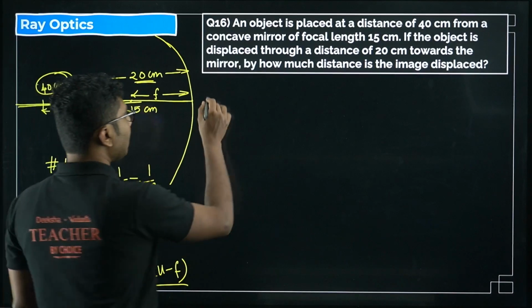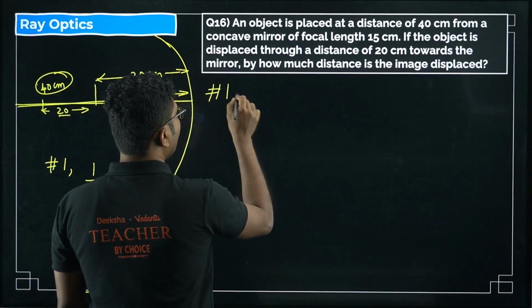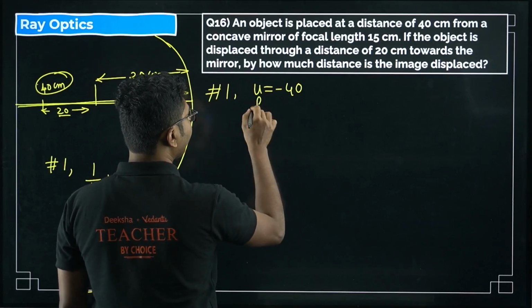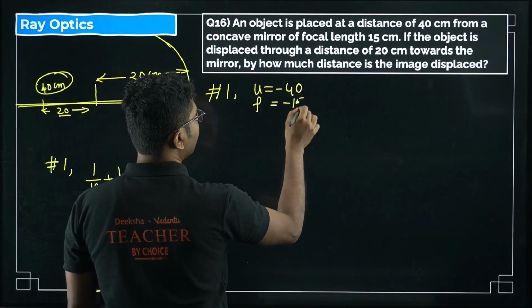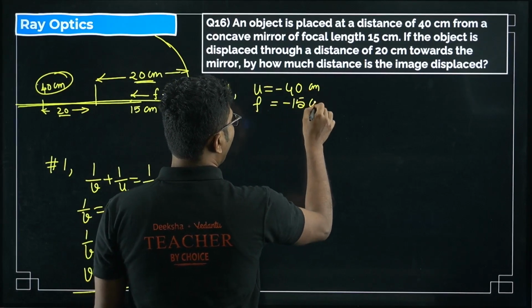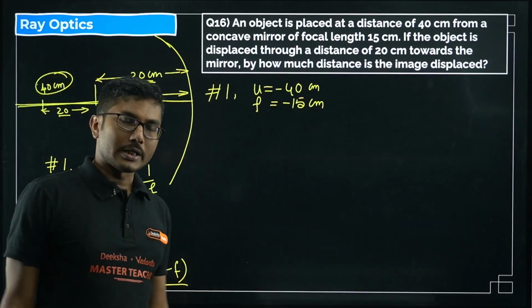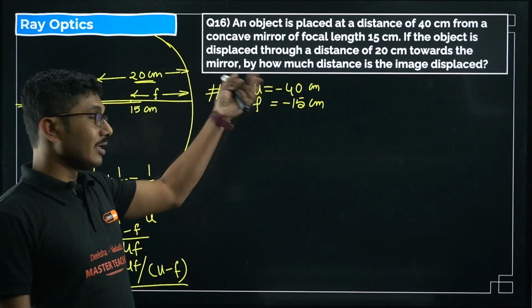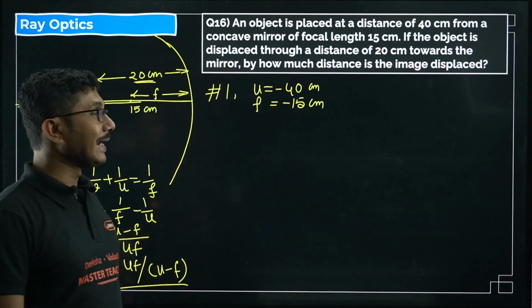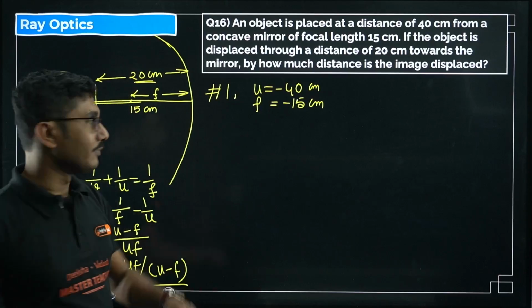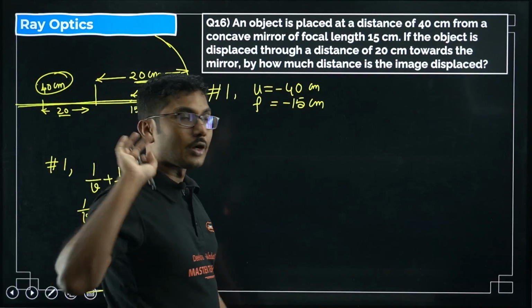Now for case number 1, U is minus 40 and F is minus 15. For concave, everything is negative. For a concave mirror, focal length is negative no matter what, and U is negative by default. If you read concave, you will know focal length is negative.